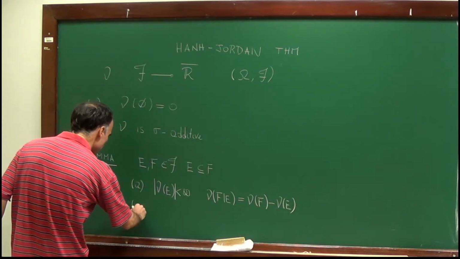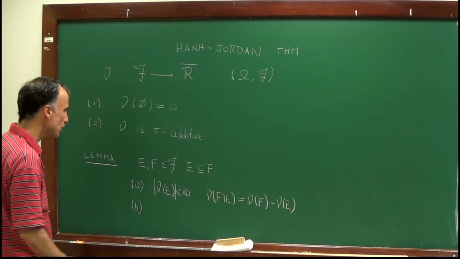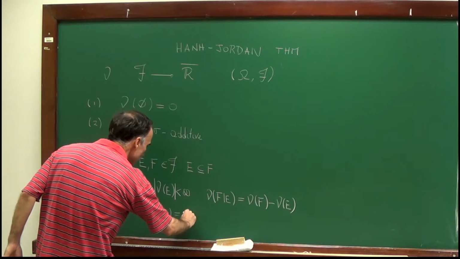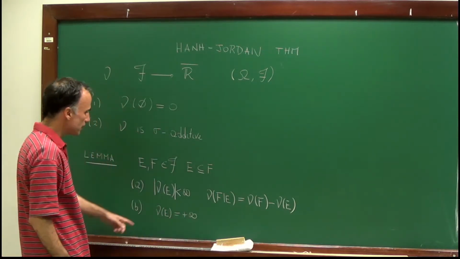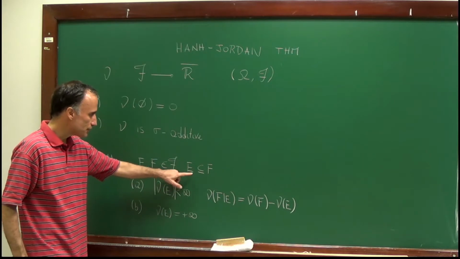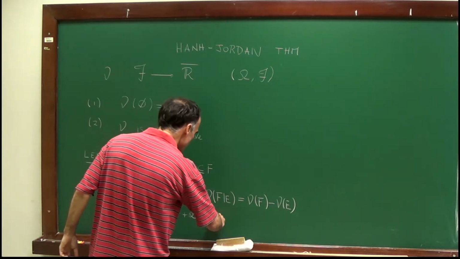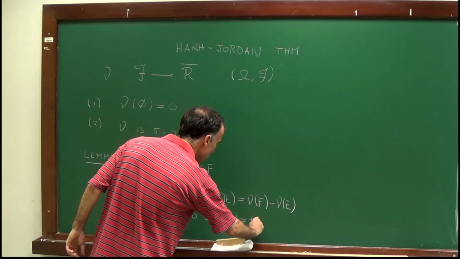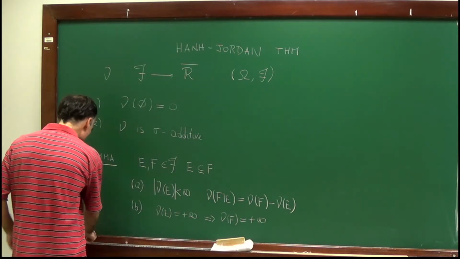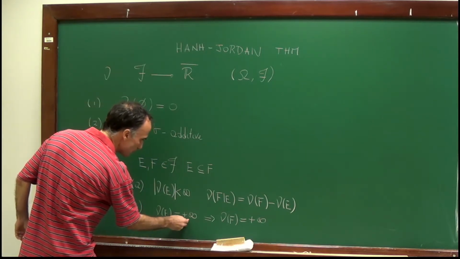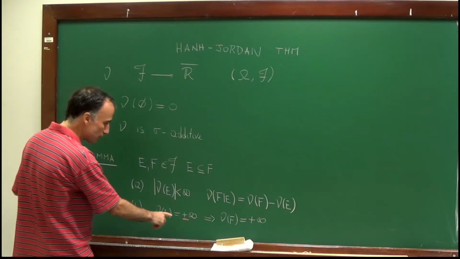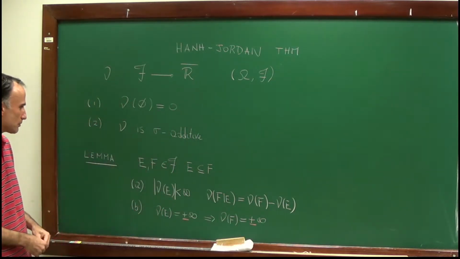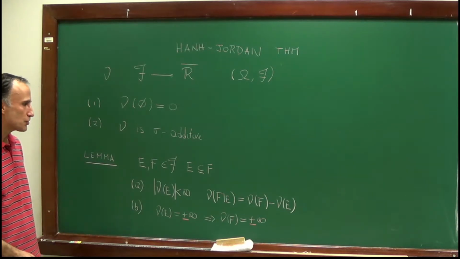or nu of E is equal to plus infinity, say, and if nu of E is equal to plus infinity and E is contained in F, then nu of F is equal to plus infinity. And the same property holds if nu of E is equal to minus infinity. So if nu of E is equal to minus infinity, nu of F is also equal to minus infinity. So let me prove these two simple properties.